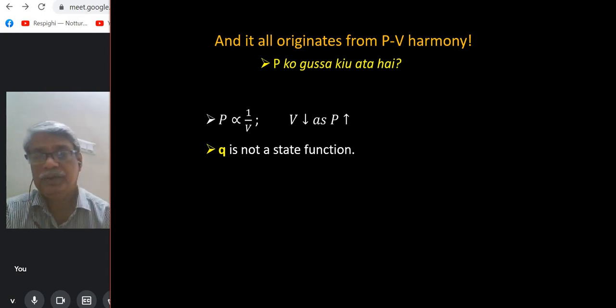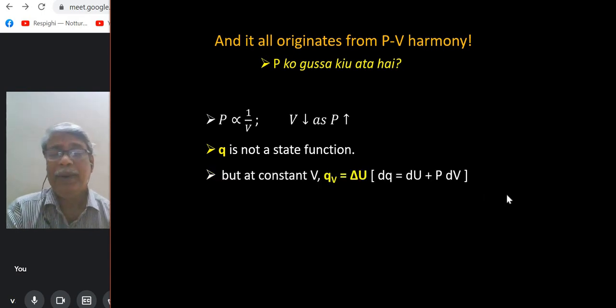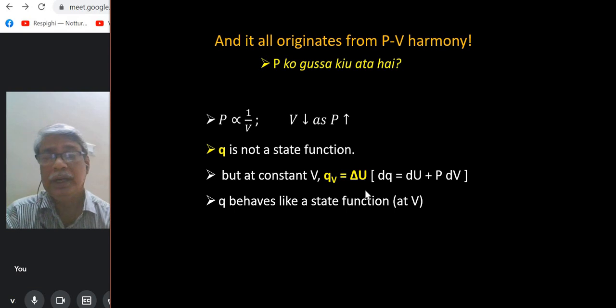Q, heat change, is not a state function, as you know from thermodynamics. But at constant volume, Q at V is equal to delta U, because from the first law, dQ is dU plus PdV. If you put V constant, PdV is 0, so dQ at V is dU, and integrating, Q at V is equal to delta U. But U is a state function, right? So that means under a certain condition of V, that is, constant V is important, Q behaves like a state function. As if V is playing a very important role to make Q a state function under this condition.